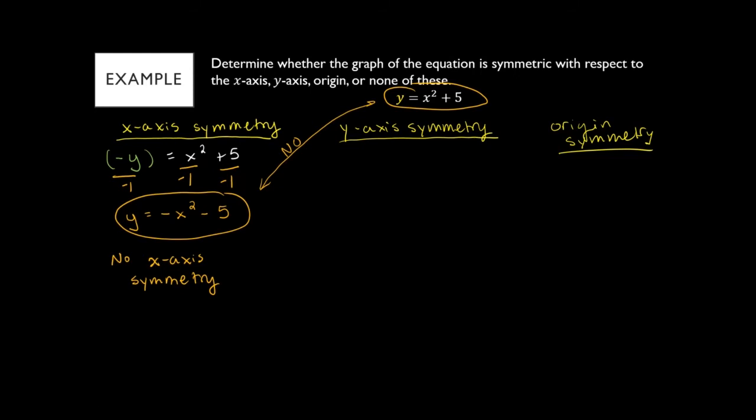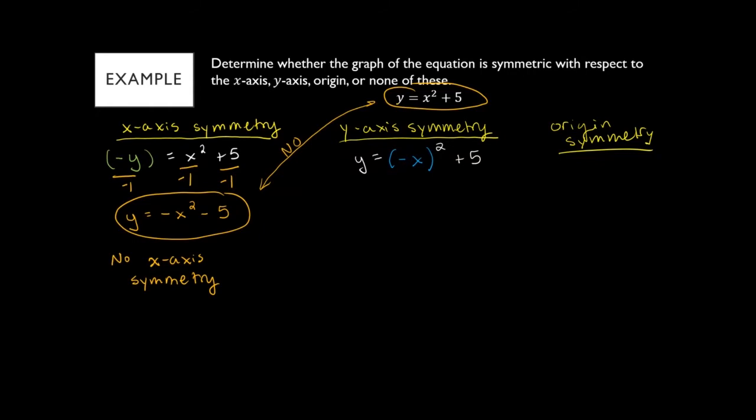So next is y-axis symmetry. To test y-axis symmetry, you plug in negative x. My equation has y equals, so that just stays the same. But now we're going to plug in negative x instead of x. I have to have that in parentheses here because we're squaring. So that's negative x squared plus 5. Now we want to simplify. In this case, we're going to simplify the right side and try to get it to match so that we have the same equation.